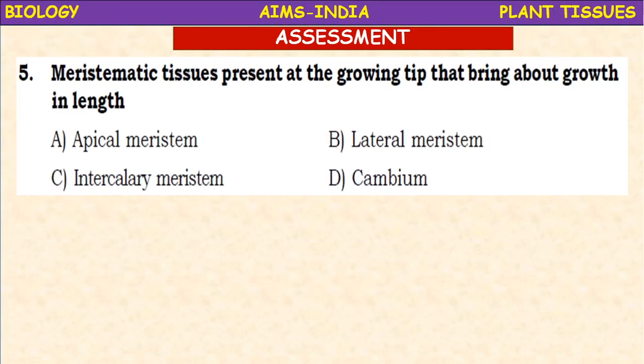So let us proceed. The meristematic tissues present at the growing tip that bring about growth in length: growing tip of the stem and root. What is that meristematic tissue which helps in growth in length? Apical meristem.